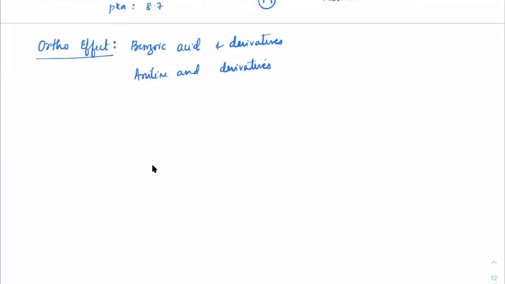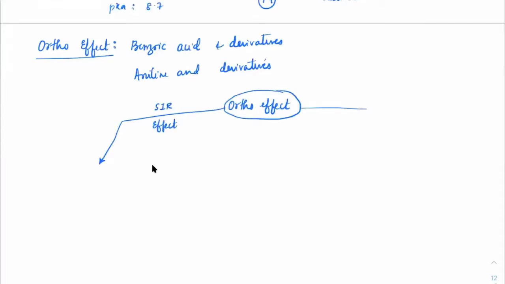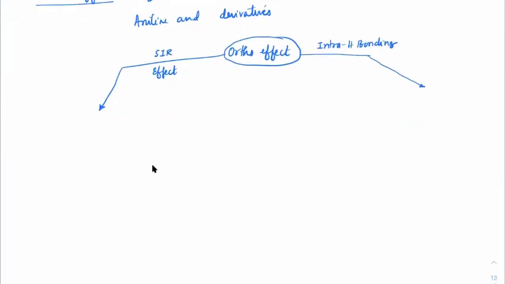First, we will see how the ortho effect is seen in benzoic acid. See, again, when it comes to ortho effect, I can categorize it into two forms. One, ortho effect is either observed due to SIR effect. Second, it may be observed due to intra-hydrogen bonding. Let me give you one example. Suppose there is any group here, what are we expecting? Suppose on benzene there is C double bond O and OH, and imagine there is some group G here at ortho position.